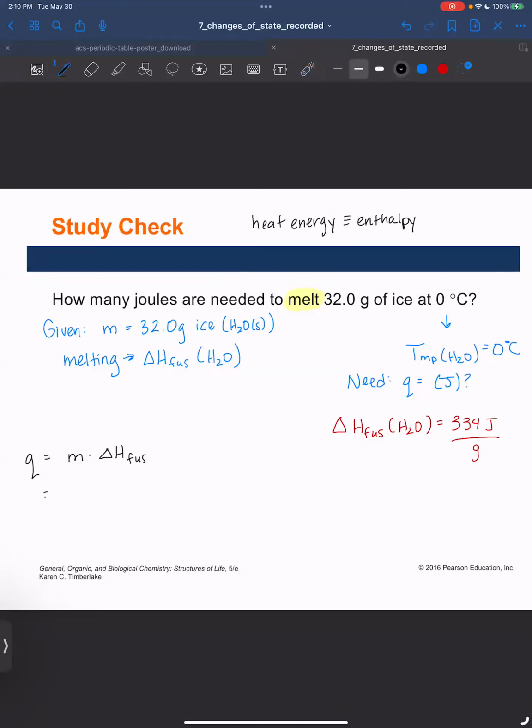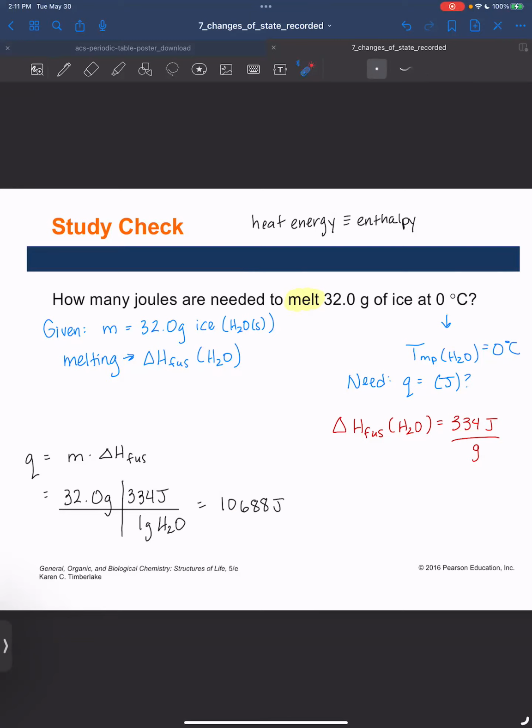And we can see that because the units are going to cancel out. So we have 32 grams, and then we're multiplying by 334 joules for 1 gram of water. So it requires that much heat energy to melt 1 gram of water at 0 degrees Celsius. But we have 32 grams of water. And so we are going to take 32 times 334, and we get 10,688 joules.